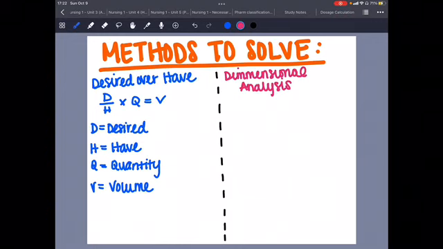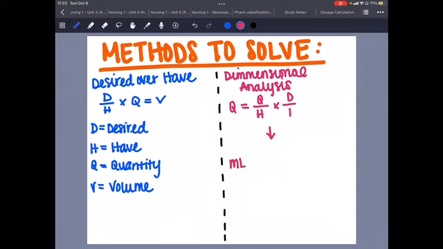Going about dimensional analysis, you're going to start off with Q, which is that quantity. So it will be Q equals, and then whatever is on the left side of the equation, that would be in the numerator up top. And then at the bottom of the equation would be your have. And then you're going to multiply by the desired, which is up top, and you're going to put that over 1.